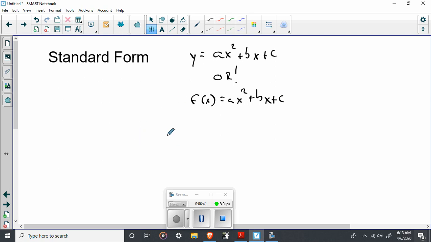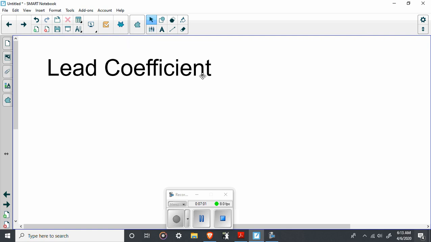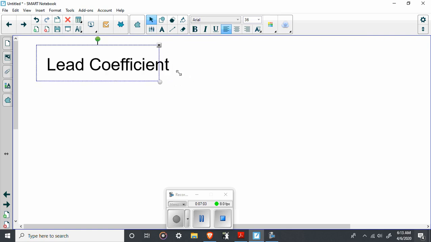So our main focus of this is eventually we want to get to vertex form, okay? So again, these are your two standard forms, okay? Again, nothing has changed here, just they're going to be equal to y or f of x, okay? Same thing. Okay, your lead coefficients, you guys should know. Your lead coefficient is a, so it makes it a little bit smaller. Okay, your lead coefficient was a.